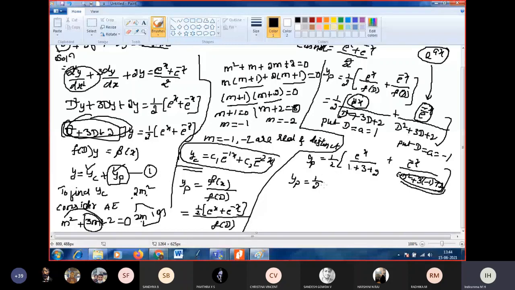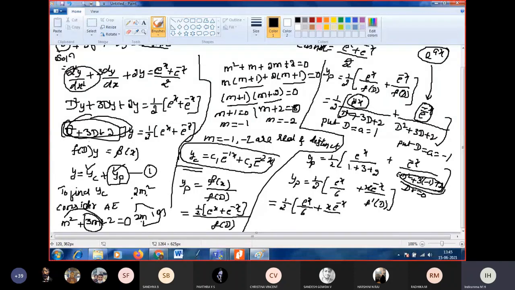So it is 1 by 2 into e power x by 6 plus e power minus x divided by, since the denominator is 0, we multiply the numerator by x and consider the denominator as f dash of d. This is the procedure we have to follow. So next, 1 by 2 into e power x by 6 plus x into e power minus x divided by f dash of d.